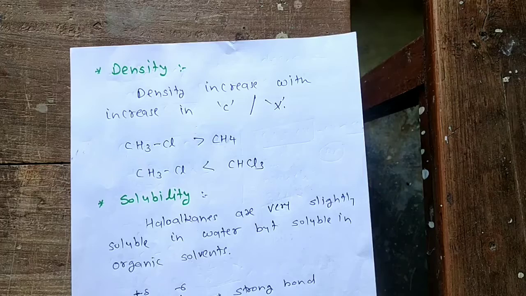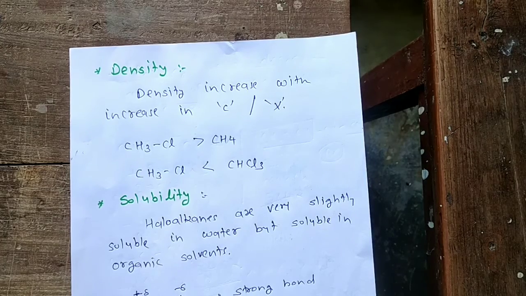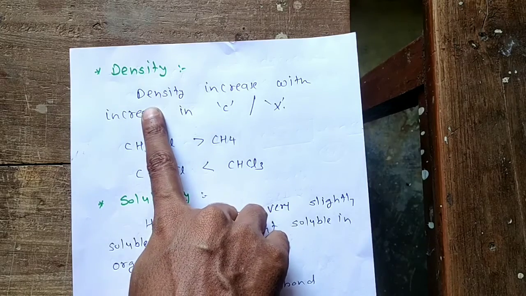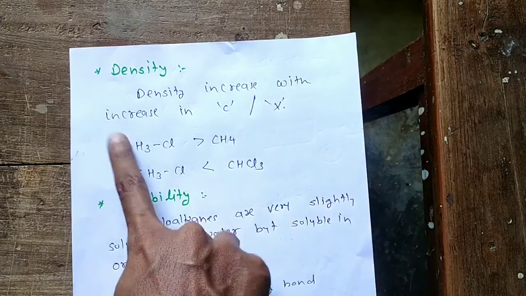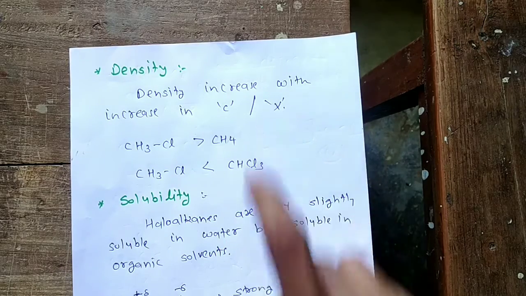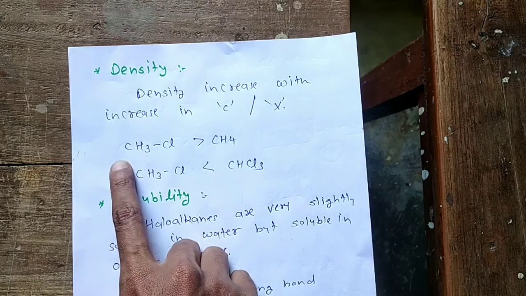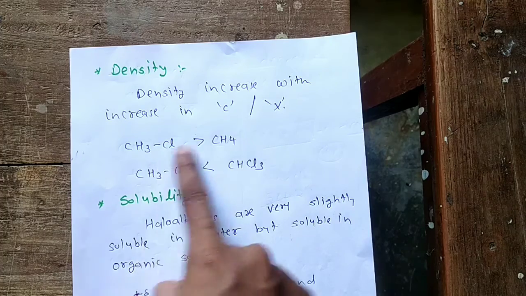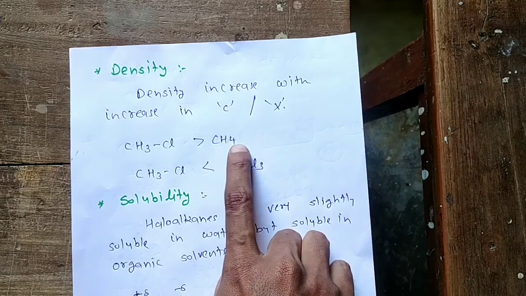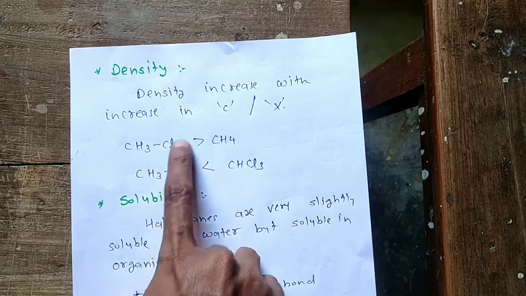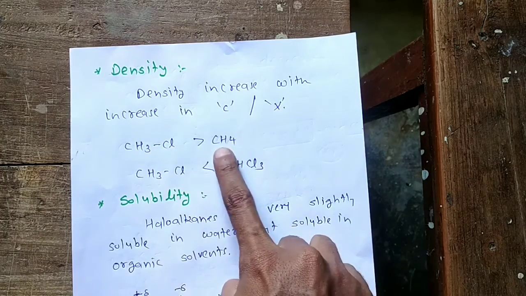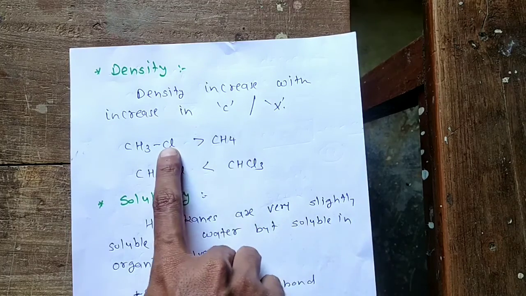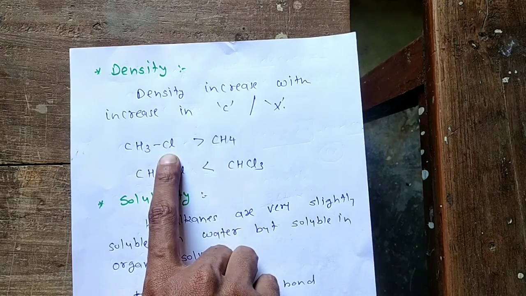Next point is density. Now in density, the point is like this: density increases with increase in carbon or halogen. Look at the example here. First structure is chloromethane. It has 1 halogen in it. And this one is simply methane, CH4. Halogen is 1 here and halogen is 0 in this structure. So methane has lower density than chloromethane.